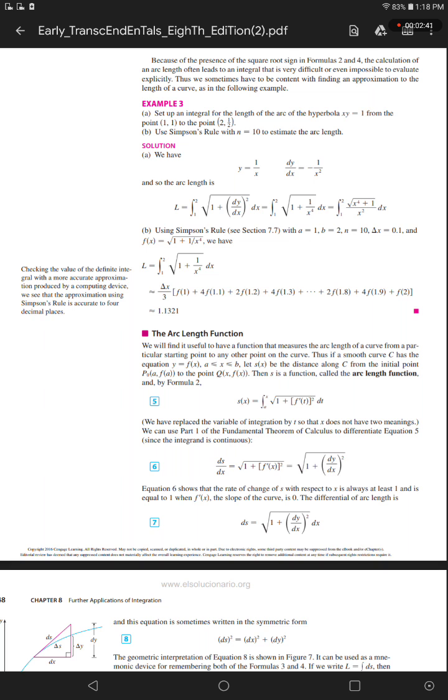which is approximately 1.1321. Sidebar. Checking the value of the definite integral with a more accurate approximation produced by a computing device, we see that the approximation using Simpson's rule is accurate to 4 decimal places.